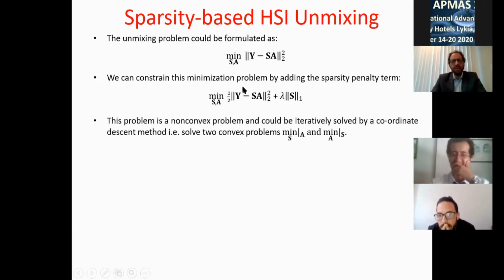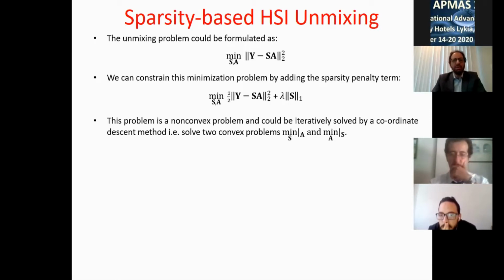So this minimization problem here is a non-convex problem. And as you probably know, in the optimization world, the easy problems are convex, and the non-easy problems are the non-convex ones. So here, when minimizing over S and A, this problem is non-convex.